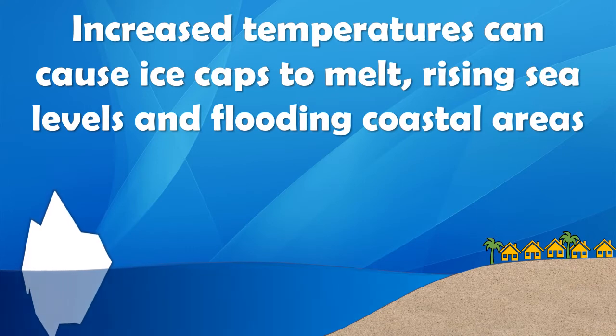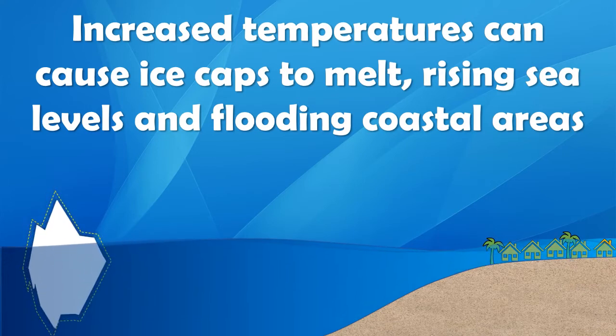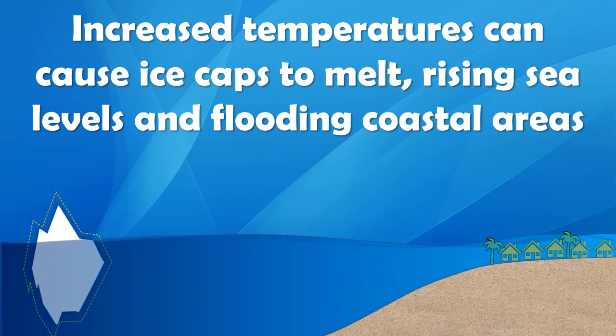As the temperature begins to increase, that iceberg will begin to lose mass. That mass, becoming water now, will cause the sea levels to rise. As the sea levels rise, they will flood coastal areas. So one way it can impact is it can impact coastal areas. That's quite a big one.